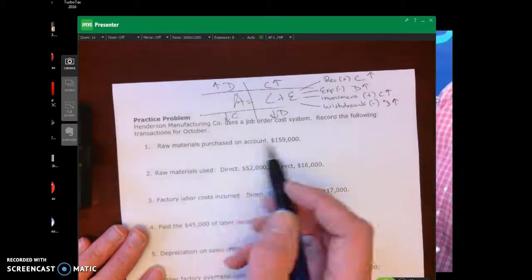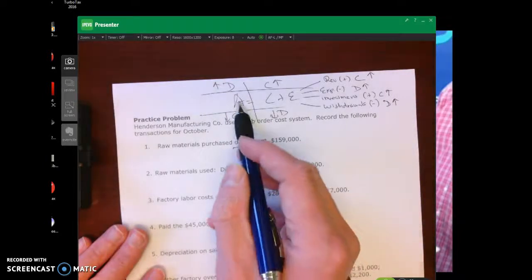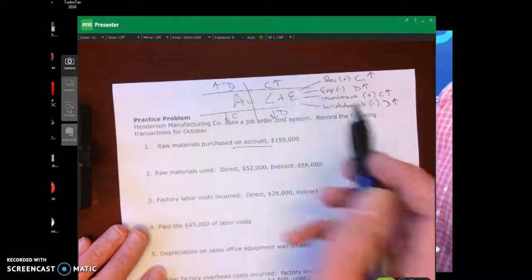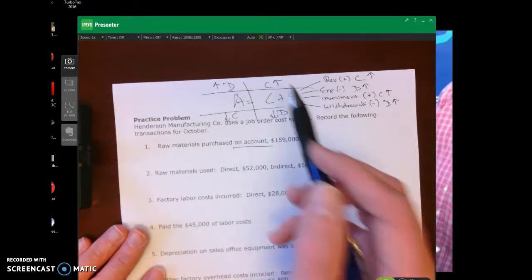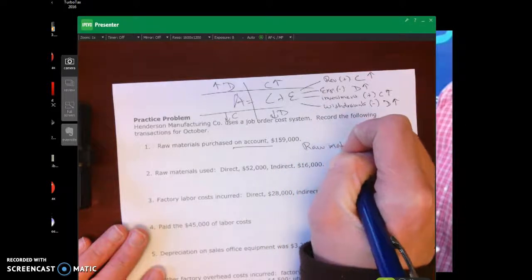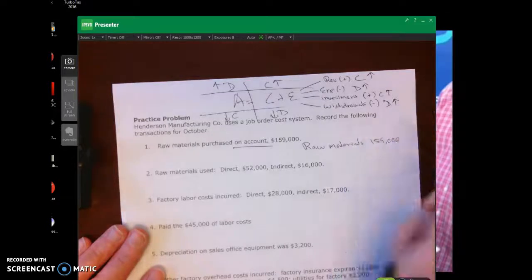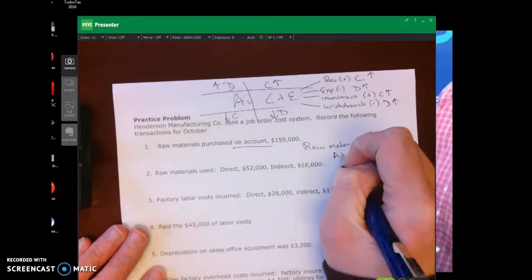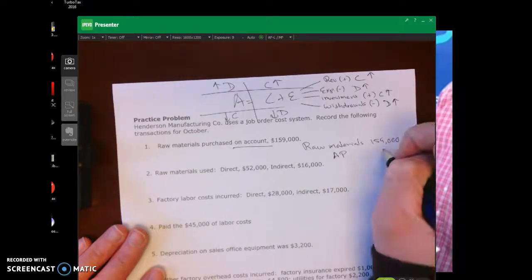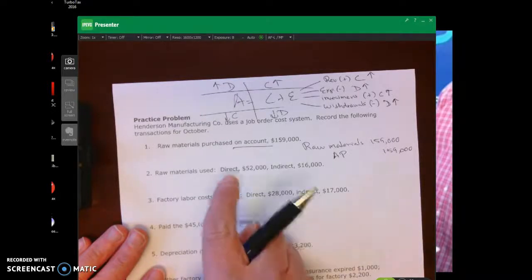Raw materials purchased on account. When you see purchased on account, that means accounts payable, part of the credit. So the journal entry becomes a debit to raw materials, because raw materials is an asset, and a credit to accounts payable, because accounts payable is our liability. The convention, of course, is to write my debits first, then I come down to the next line and indent, and I'm just going to write AP for accounts payable. You can write out the full accounts payable, or you can just abbreviate it AP. It doesn't really matter.